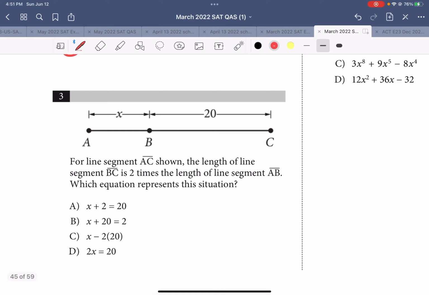Number 3, in the line segment AC shown, the length of line segment BC is 2 times the length of line segment AB. Which equation represents the situation? So this one is twice of AB here. So this is 2x, right? So 2x equals 20. So answer D.